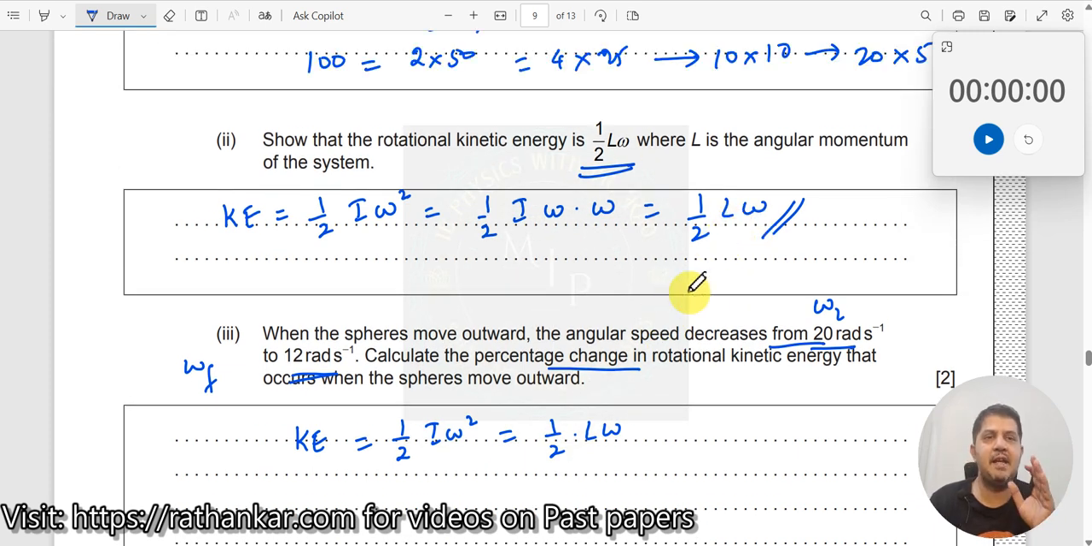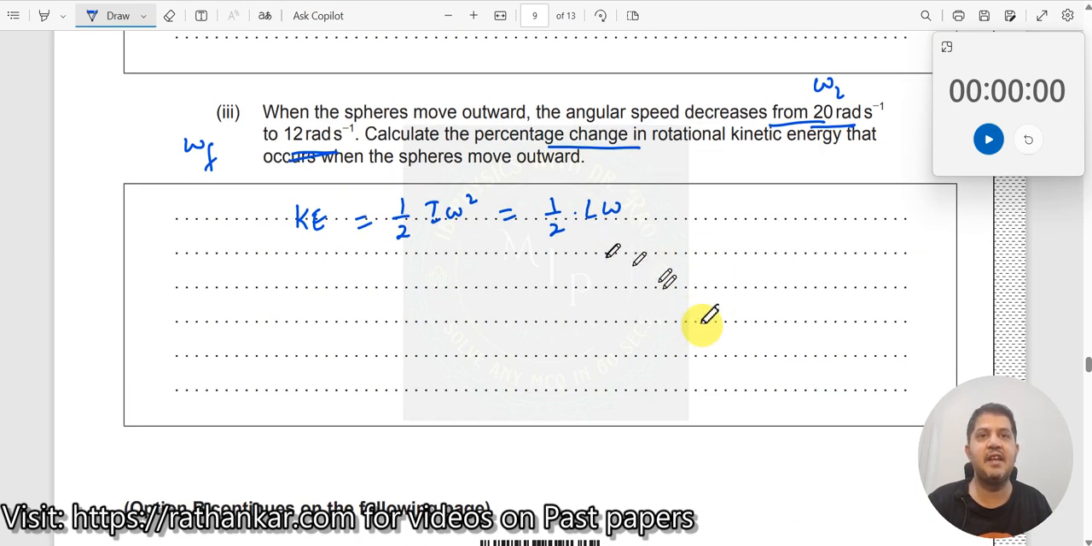Remember, in IB all the questions are framed in such a way that the answer you got previously will give you a clue in the next question. So I have taken this answer. Kinetic energy is given here, I have taken from here, half L omega. Now let us take two kinetic energies, kinetic energy initial. What is this now? My angular momentum will not change. I told you already, it does not change.